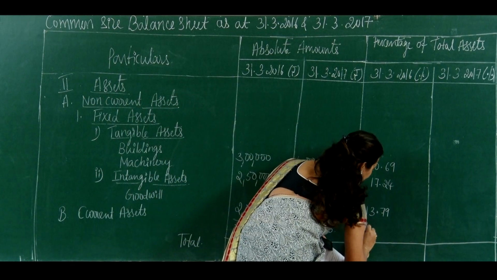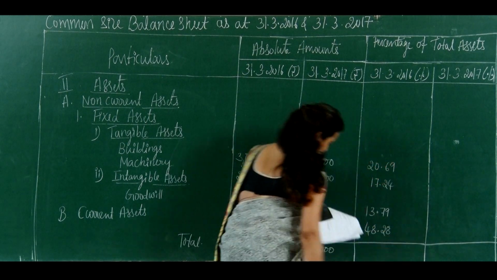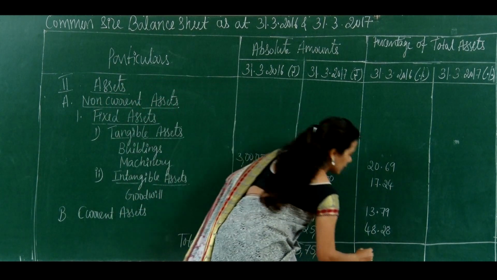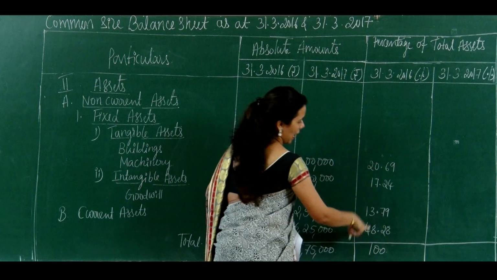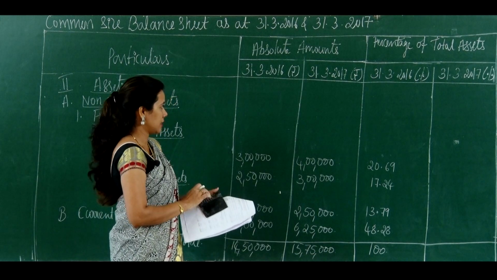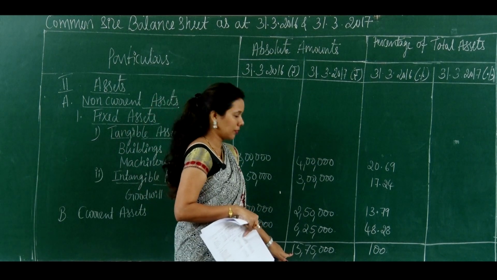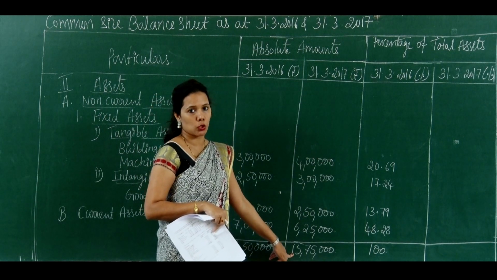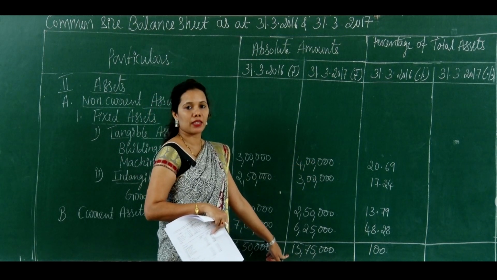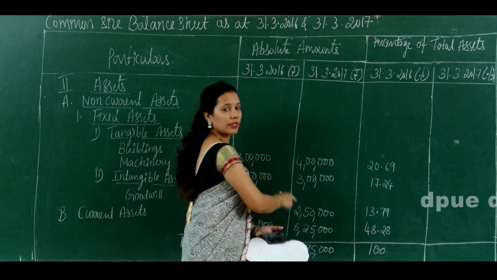That is 48.28. Then finally 14,50,000, that is the base amount, it is 100. You can also add and check your percentage. So, you will get 100. Next we will move on to the 2017 column. For 2017, 15,75,000 is the base, that is the total asset. So, 4 lakhs divided by 15,75,000 into 100. Similarly, do the rest of the conversion.